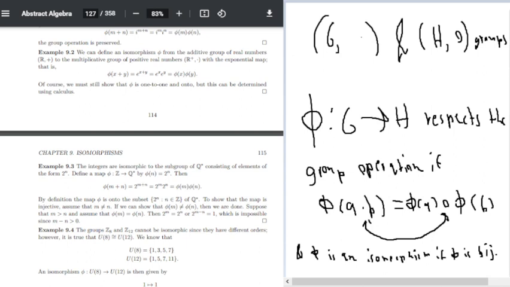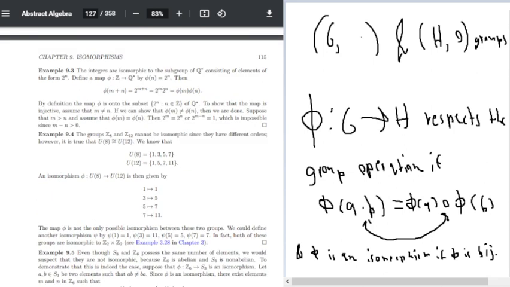Example 9.3. The integers are isomorphic to the subgroup of Q star consisting of elements of the form 2 to the n. Define a map phi from Z to Q star by phi of n equals 2 to the n. Then phi of m plus n equals 2 to the m plus n, equals 2 to the m times 2 to the n, equals phi of m times phi of n. By definition, the map phi is onto the subset 2 to the n, n in Z, of Q star.